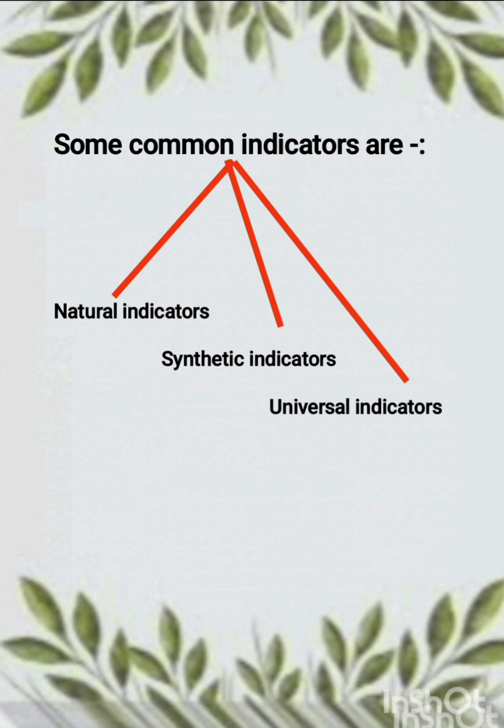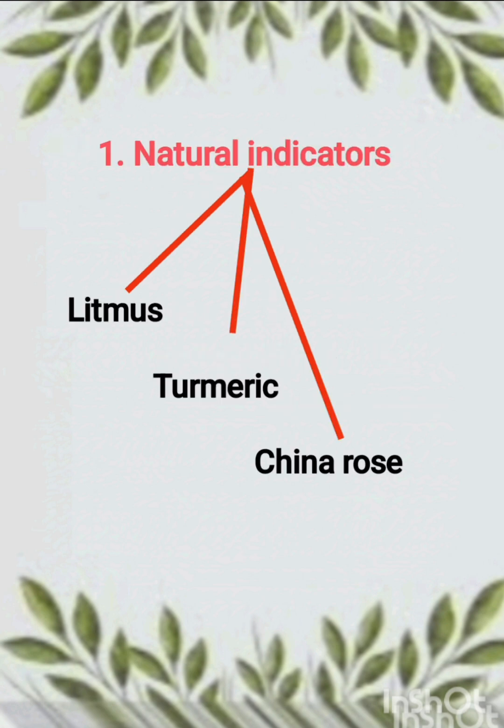Okay, let's learn about natural indicators. Students, there are some indicators present in nature. These are called natural indicators. Some common natural indicators are turmeric, litmus, and China rose.